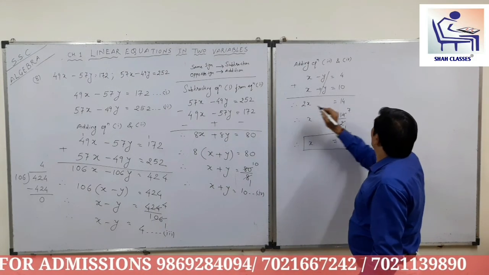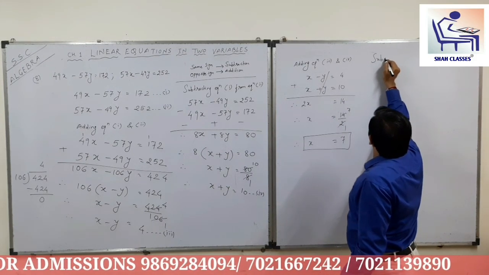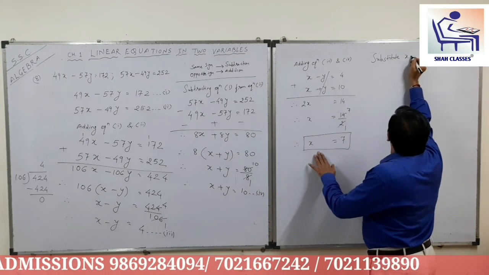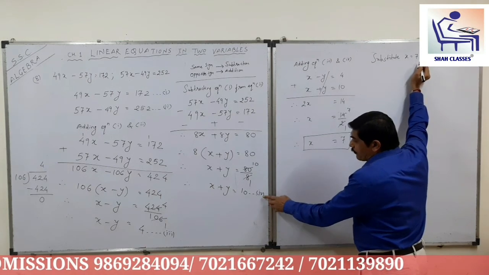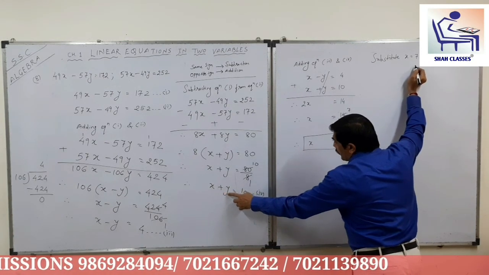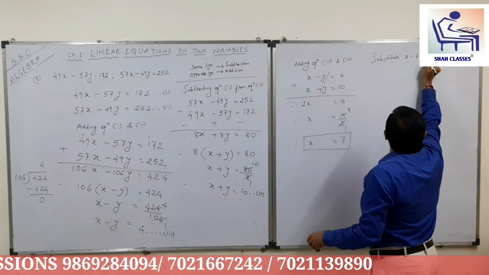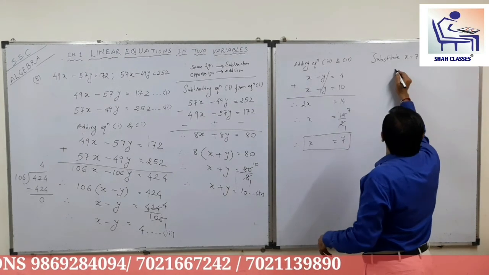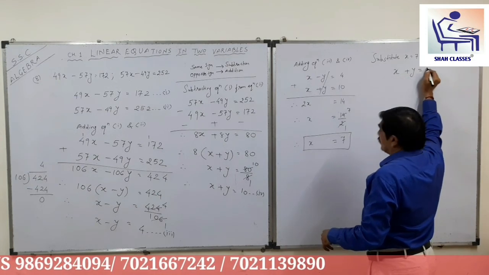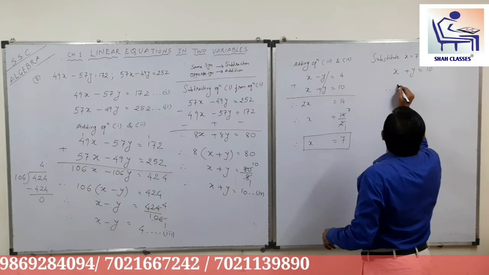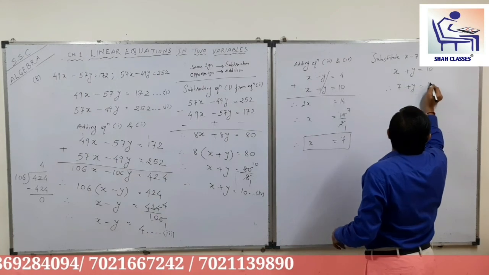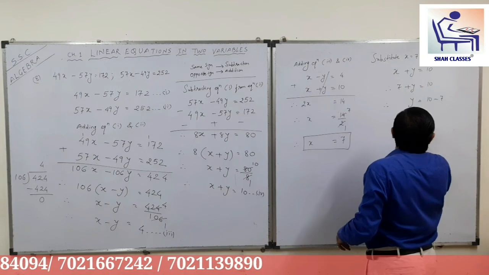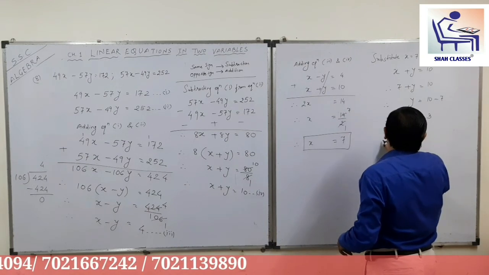Now we will substitute the same value of x in equation 4. Always we try to choose the plus positive sign in equation 4. So x plus y is equal to 10. So 7 plus y is equal to 10. Y is equal to 10 minus 7. So y is equal to 3.